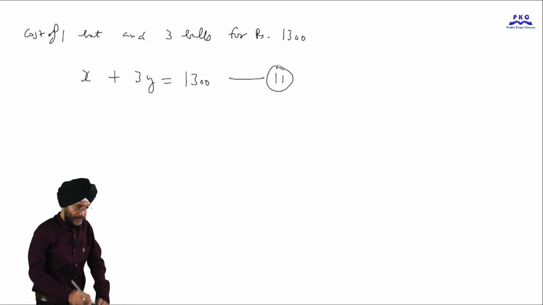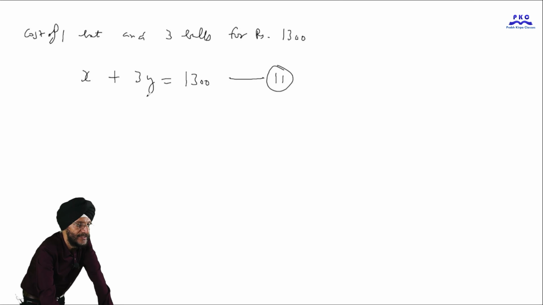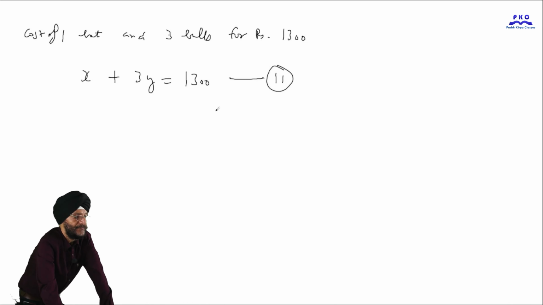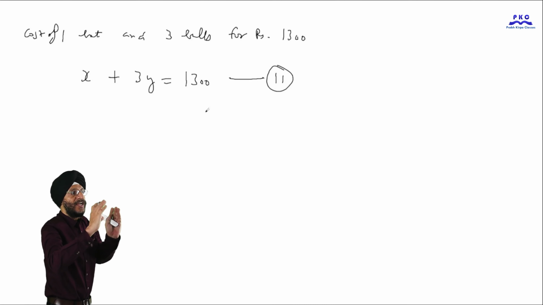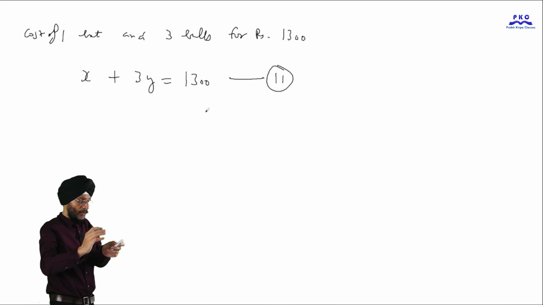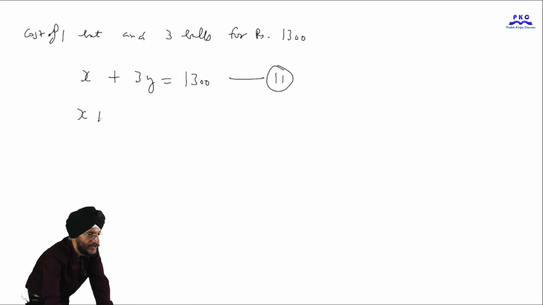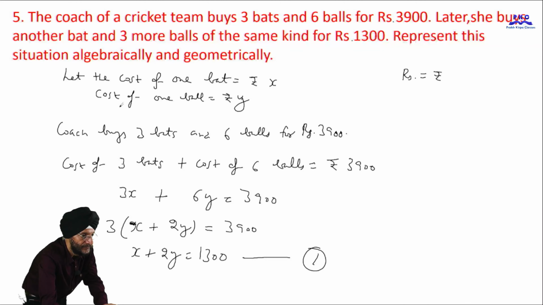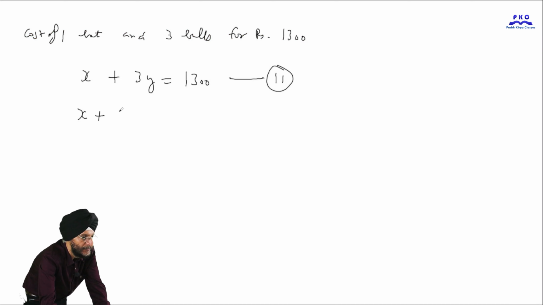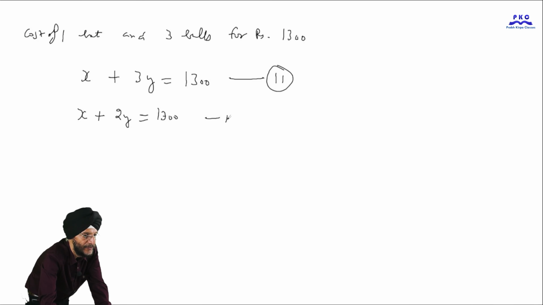What was the first? The first was x plus 2y is equal to 1300. So now we have arrived at both the equations algebraically. Now we will take the first equation first. The first equation was x plus 2y is equal to 1300. This is the first scenario.